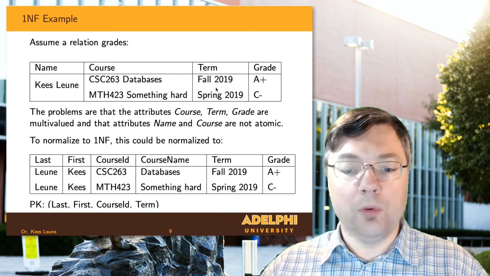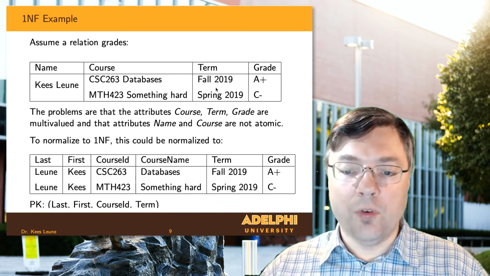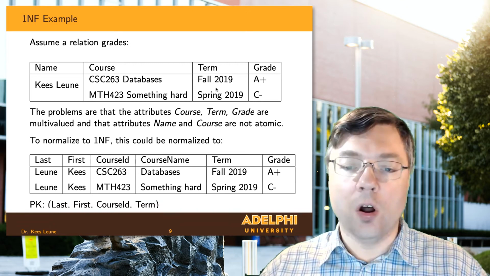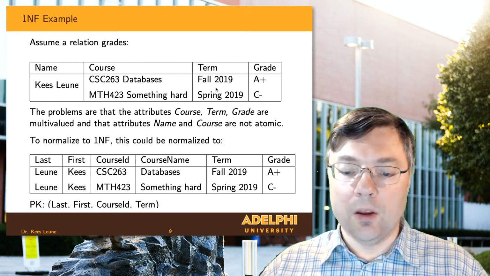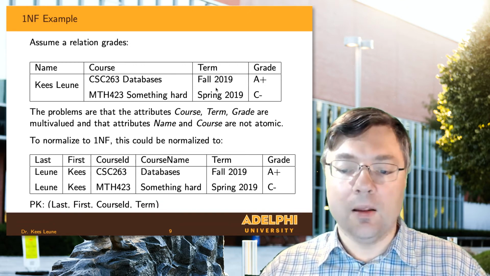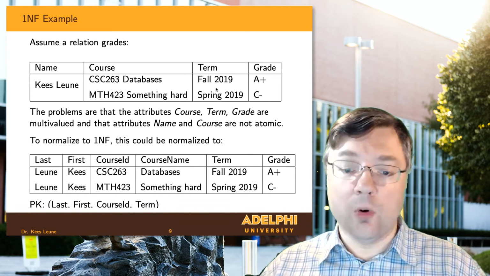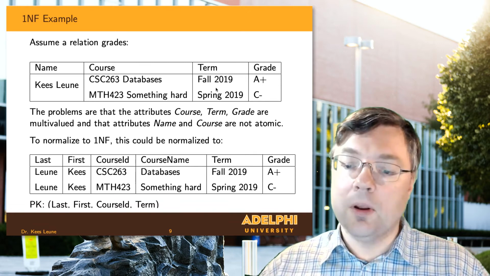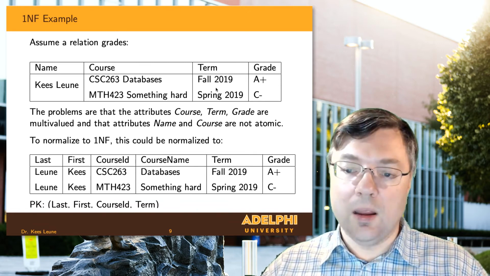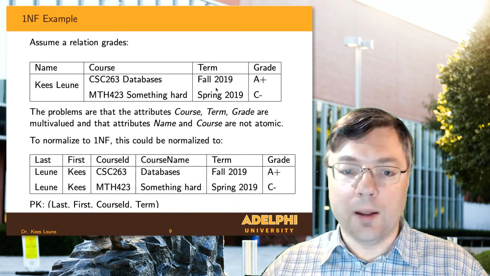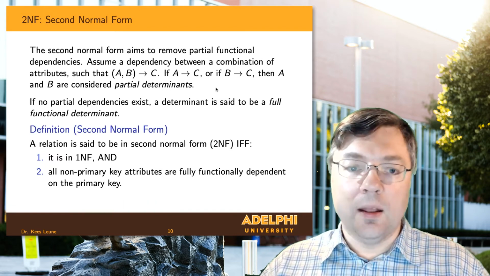So that's first normal form. Remove all the non-atomic domains, remove all the non-singular values, and you're good to move on. Again, it takes a judgment call to figure out which ones you do split up. In this case, I split up course in course ID and course name, but I did not split up the term in a year and say a season. That's a judgment call that I made. That was first normal form.